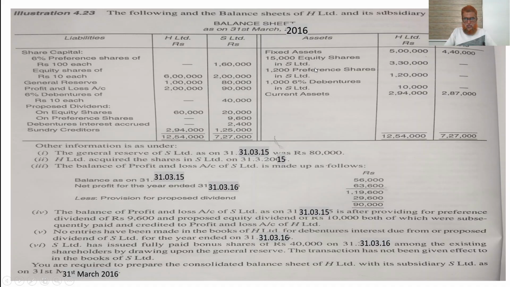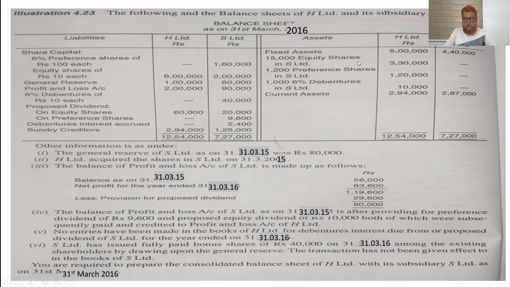The three types of investments are: 15,000 equity shares in S Limited, that is the holding company's investment in the subsidiary company. H Limited is the holding company, S Limited is the subsidiary company. 3,30,000 is equity shares, 1,200 preference shares in S Limited, 1,20,000, 1,000 6% debentures in S Limited, 10,000, and current assets.